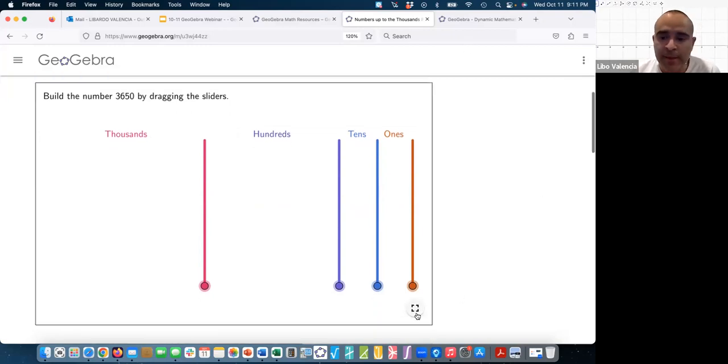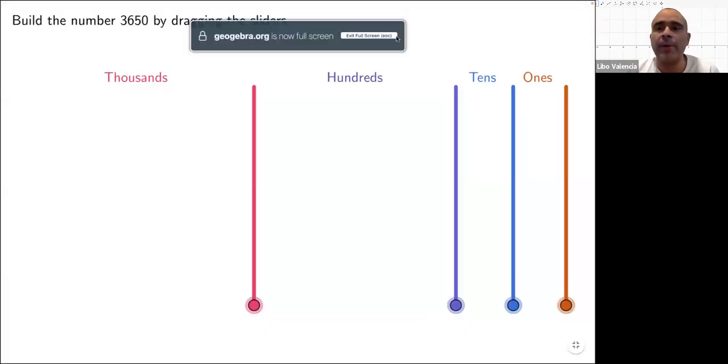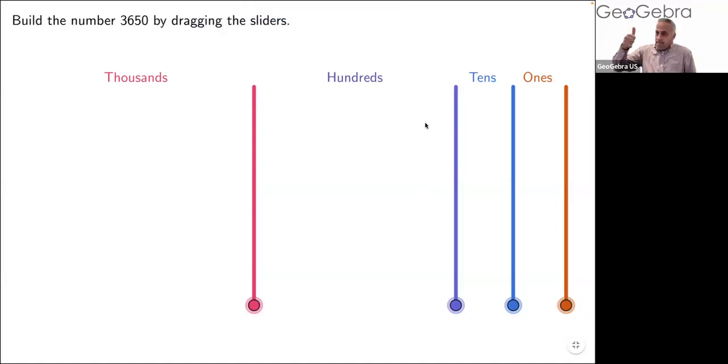Let me bring this up. All right, so I'm going to make this full screen. Rob, can you still see my screen? Looking good. Perfect. All right, so let's take a look at this. And these resources, I got to tell you, they're very user-friendly for students, for teachers. As my daughter who's in third grade plays with this, it's very easy to understand. It's very colorful. It's very inviting. So in my experience, students seem to like it and interact very well with them. So we're trying to create the number 3,650 by dragging the sliders.